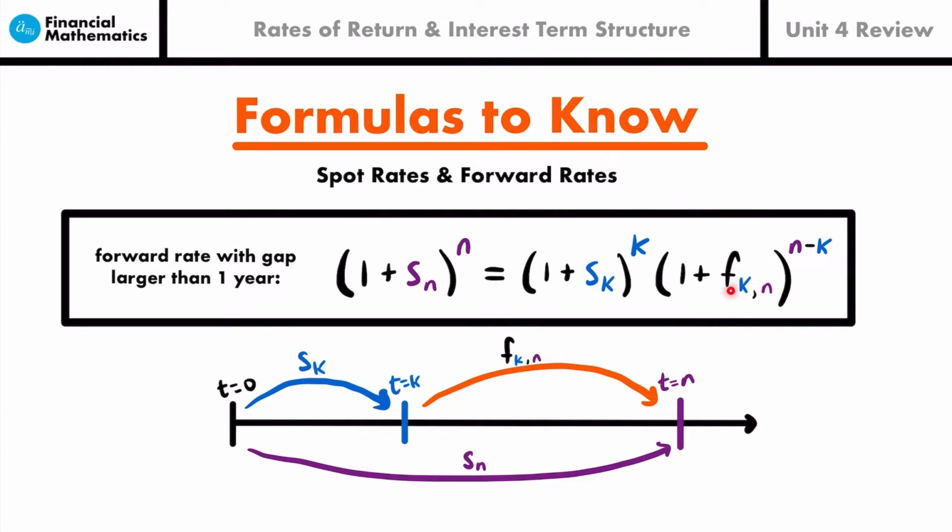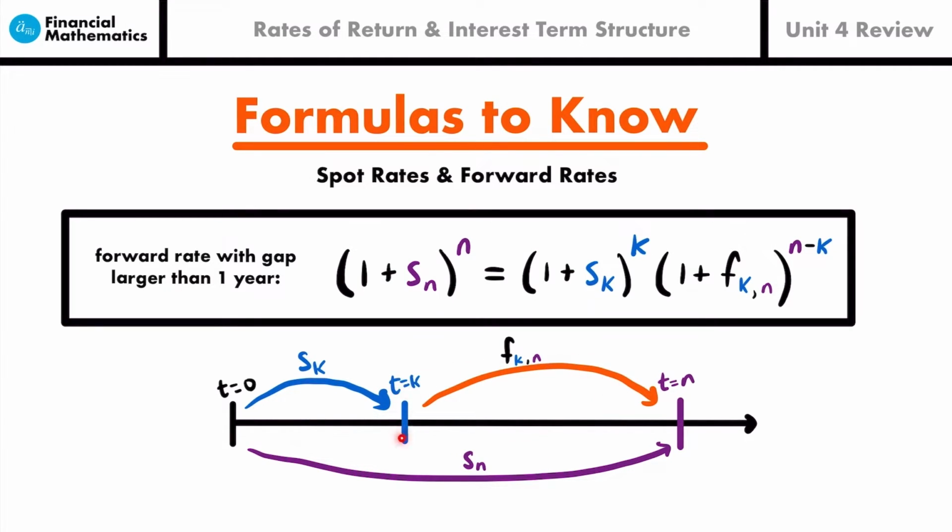For a forward rate from year k to year n, you want to take the accumulation factor for the spot rate associated with the later year. So you'll have 1 plus S sub n to the power of n, and you'll set that equal to the accumulation factor for the spot rate that corresponds to the earlier year, and then multiply that by an accumulation factor for the forward rate, where the power is the later year minus the earlier year. And to help you visualize where this formula comes from, you can take a look at this timeline right here. This is the forward rate we're trying to find.